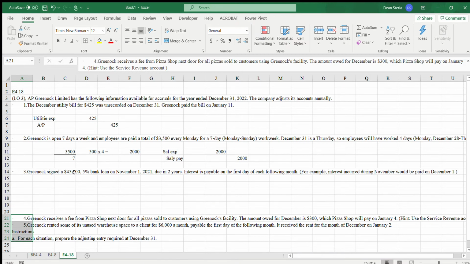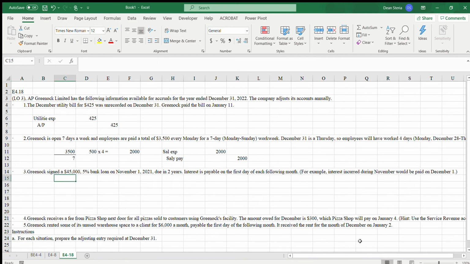We signed a $45,000 5% note on November 1st, due in 2 years. Interest is payable on the 1st of each following month. For example, the interest for November would have been paid on December. So we have to calculate 1 month's interest here. And I hope you remember that interest equals principal times rate times time.